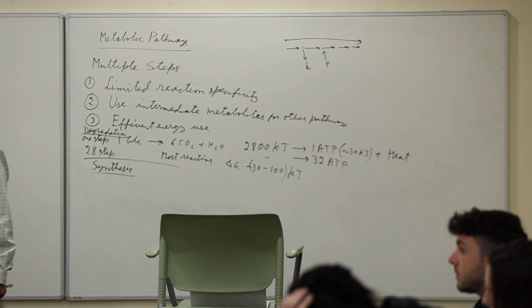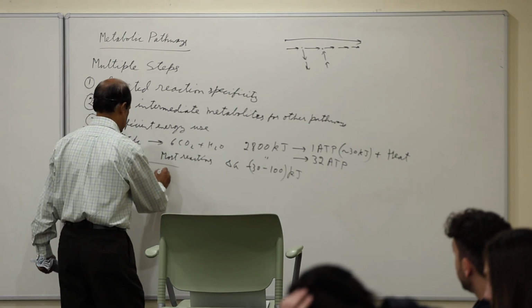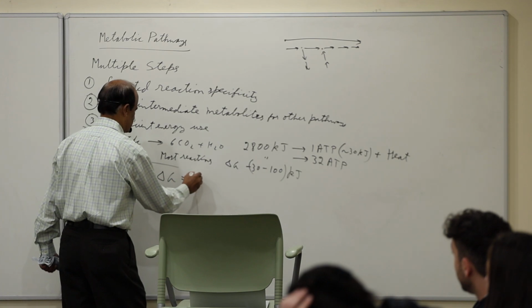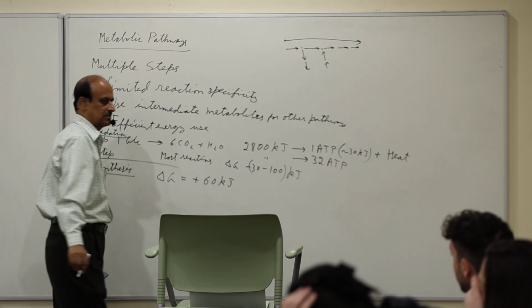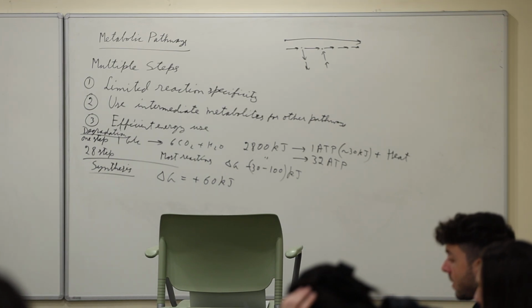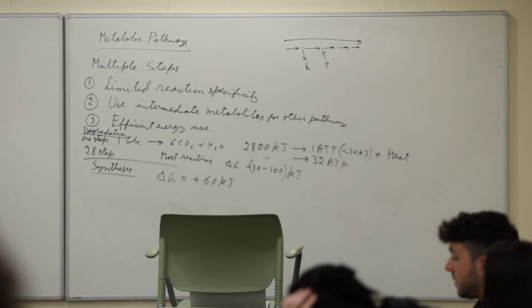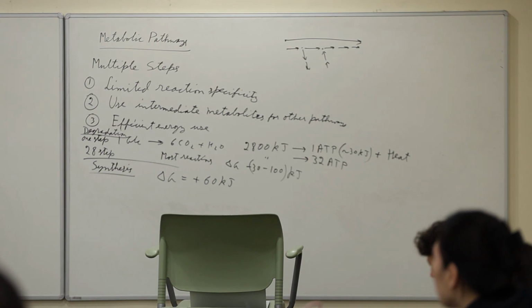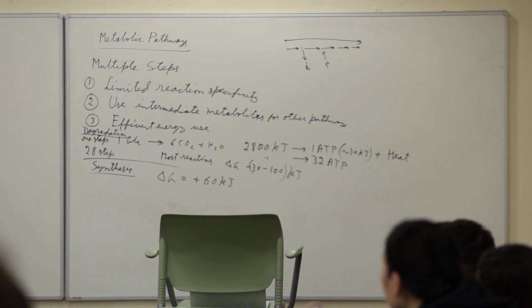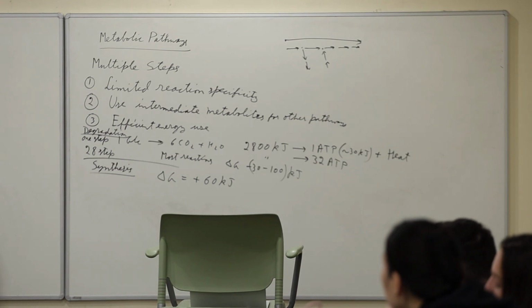So if a reaction has delta G equal to plus 60 kilojoules, that means this is a reaction that requires 60 kilojoules of energy. Where will that energy come from? We don't have a mechanism to provide that much energy, because enzymes will work only with 1 ATP at a time, and they can get only 30 kilojoules of energy from there, and that is not enough to carry out this reaction.